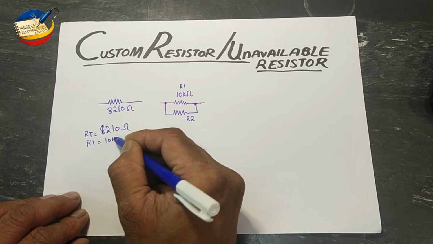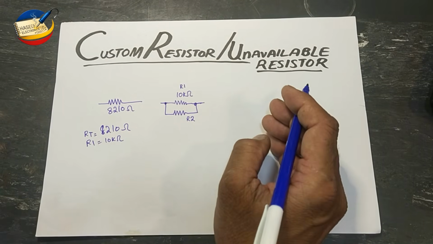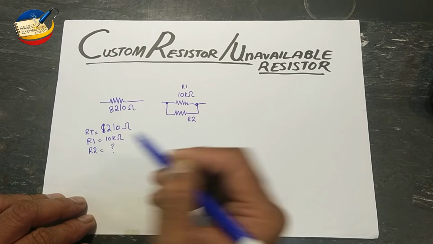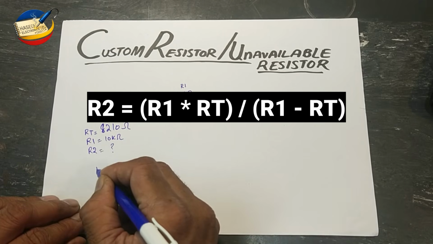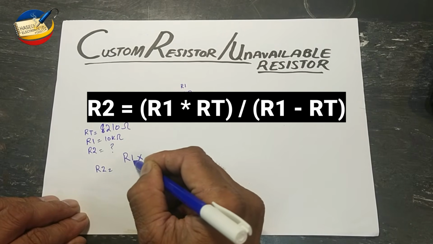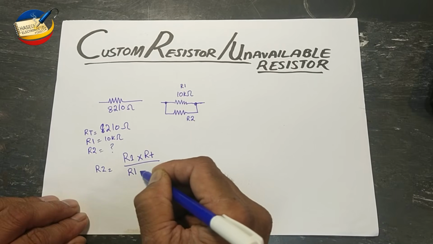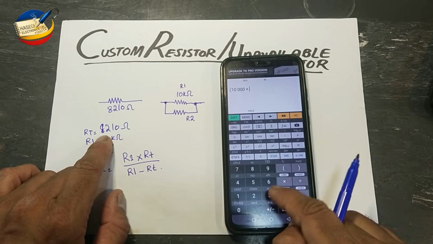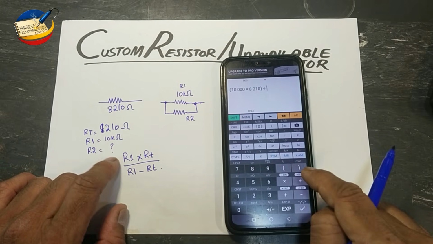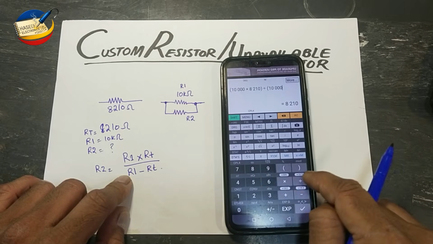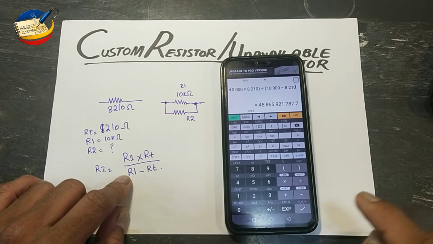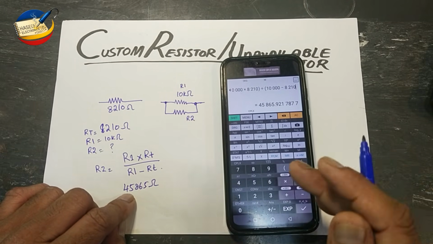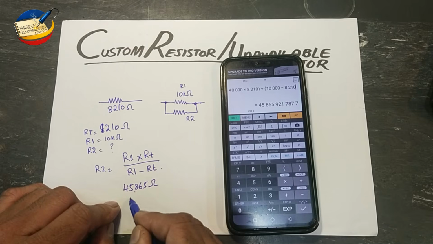R1 is 10 kilo ohm, because when we are using a potentiometer, power rating is a critical point. We need R2, which is unknown. Now we will calculate using this formula: R2 equals R1 times RT divided by R1 minus RT. R1 is 10,000 ohm, multiplied with 8210, divided by 10,000 minus 8210. We need 45865 ohm, 45.8K. Now we can use a 47K standard resistor.